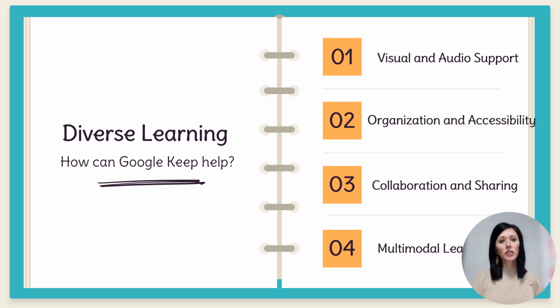You may be wondering how Google Keep can help diverse learning. Well, first, there is a visual and audio support option. The voice notes help students who struggle with writing, and they can record their voice memos and convert them into text. There's also a part where there are images with annotations. Visual learners can add images and annotate them with notes.